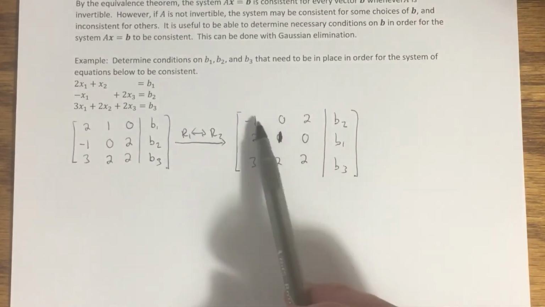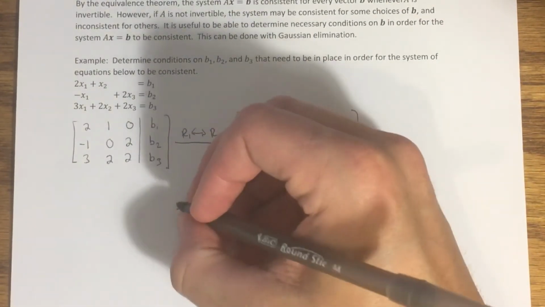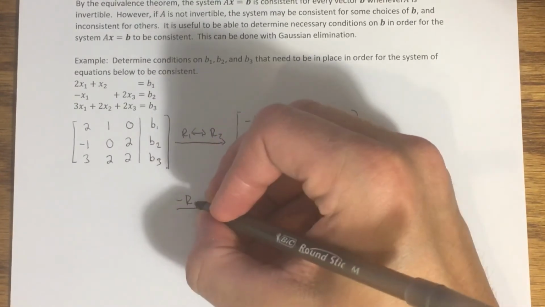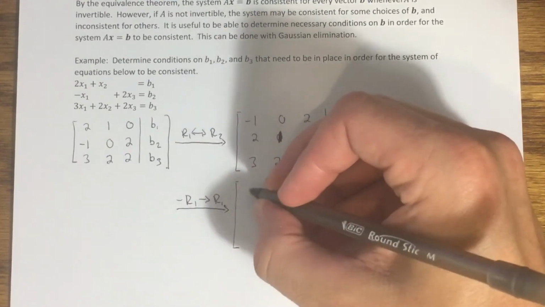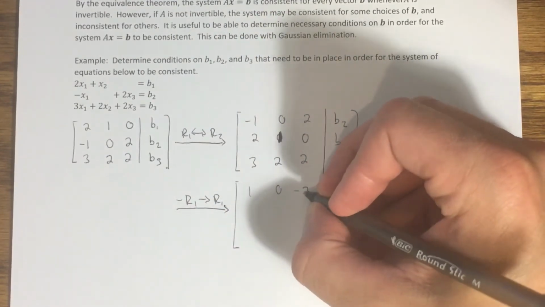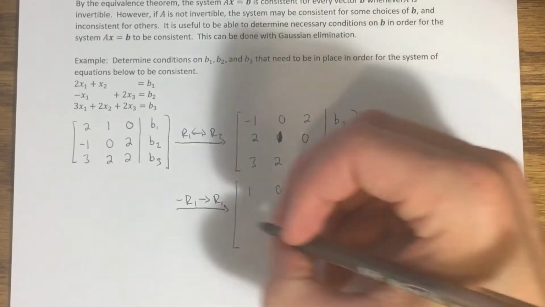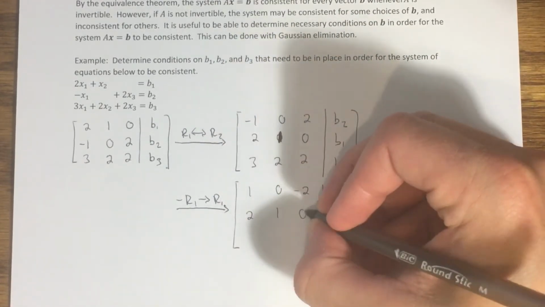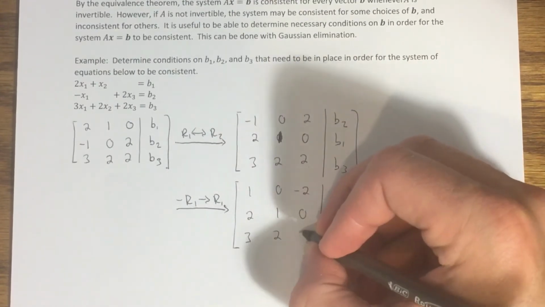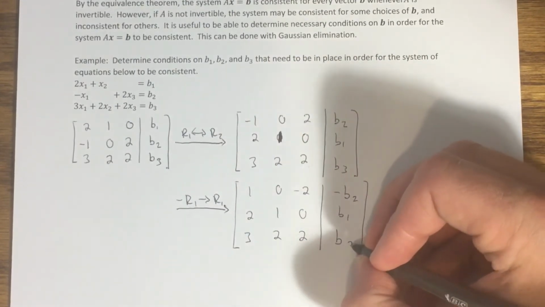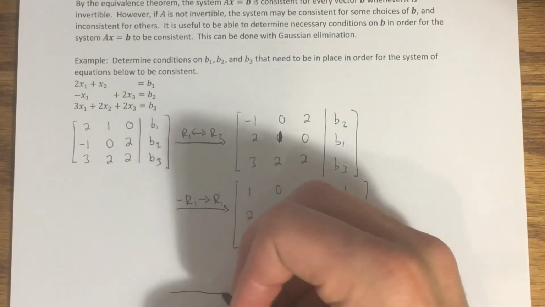Next thing I want to do is make this a positive 1. So I'm just going to multiply row 1 by negative 1. So negative R1 is going to replace R1, giving me 1, 0, negative 2, negative B2. Nothing else has changed yet. 2, 1, 0, B1, 3, 2, 2, B2. Okay?